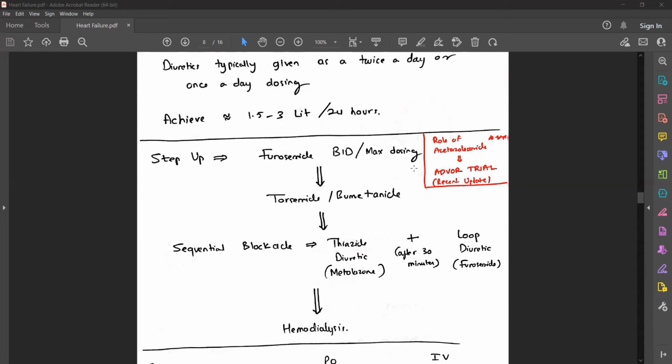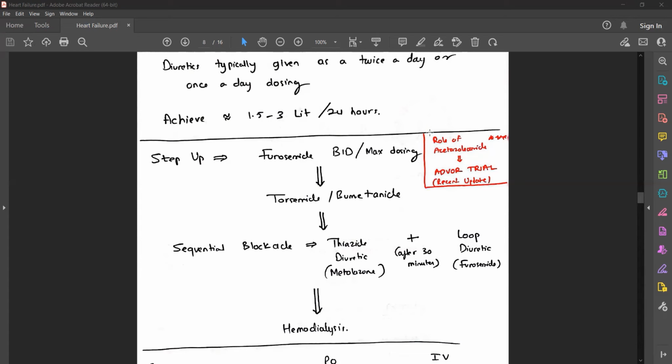First, you go with furosemide, you max out the dose, and then you can change to torsemide, or you can do sequential blockade. And eventually, when I'll be discussing AKI and hemodialysis in the later sessions, one of the indications of hemodialysis is volume overload non-responsive to diuretics. So then you proceed with hemodialysis to remove the volume.